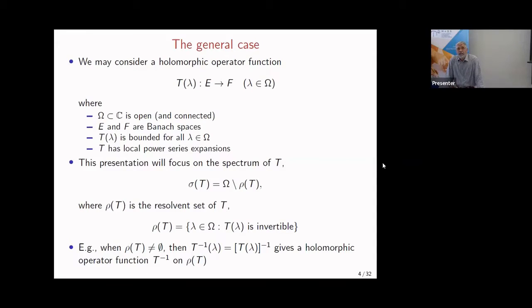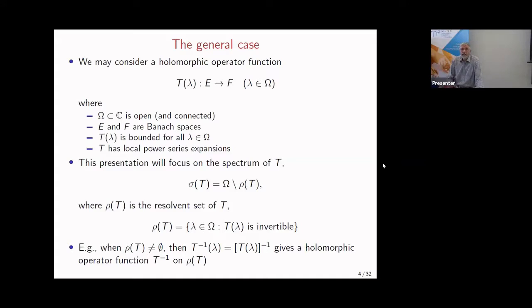And what we are mainly interested in here is the spectrum of T. So the resolvent set of T, rho of T, is the set of lambda where T of lambda is invertible. The spectrum is the complement of the resolvent set of this operator function T.